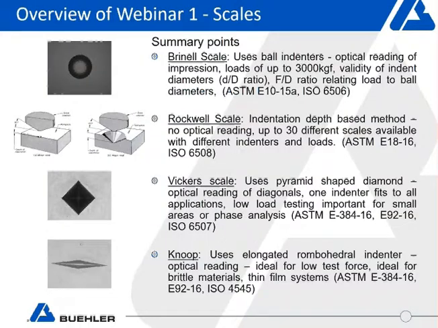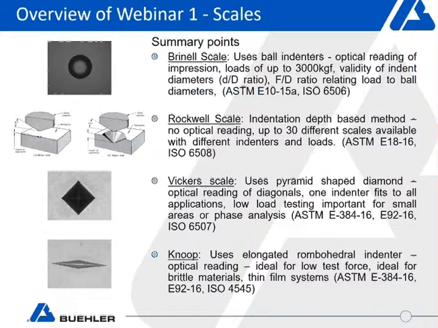So as an overview from the first webinar session, we looked at Brinell scale, where we're using ball indenters. Once you've made an impression, you use an optical system to read that impression. For Brinell scale, loads can be upwards of 3 tons. The key point to take from Brinell scale is always to ensure that d, the diameter of the impression, compared to D, the diameter of the ball, meets certain criteria to get an accurate reading. This is typically between 0.26 and 0.6. If you're not meeting this, then you may not get accurate results from your Brinell testing.